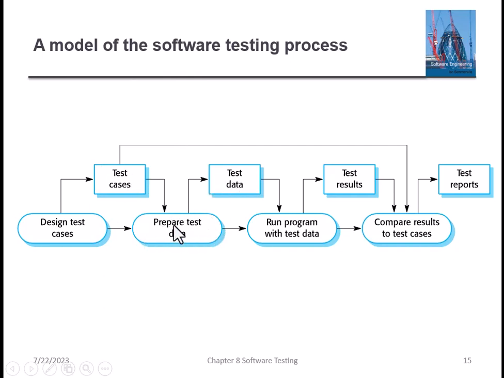This rectangle is for the preparation of test data. Based on the test cases we prepare test data, and then based on the test data we run the program and generate the results, and then we compare the results to the test cases. In the test cases we already wrote the expected output, so the expected output and the real output are compared. More and more deviation in the results shows more and more errors, faults, or defects, and then test reports are generated. So this is a generic testing process model.